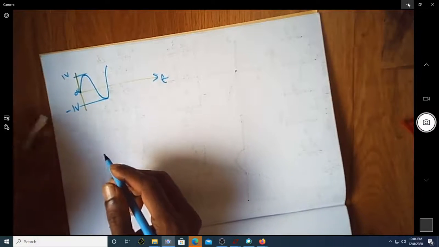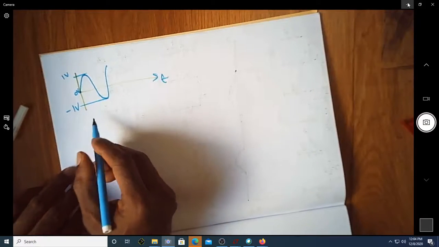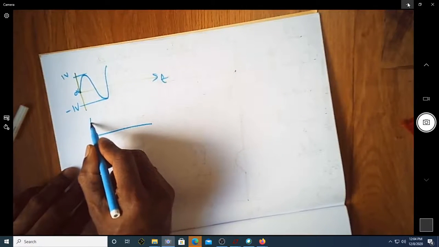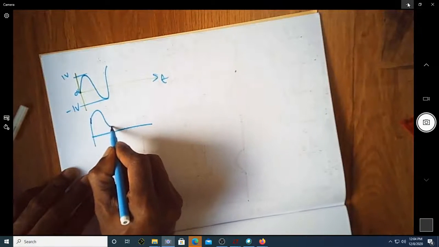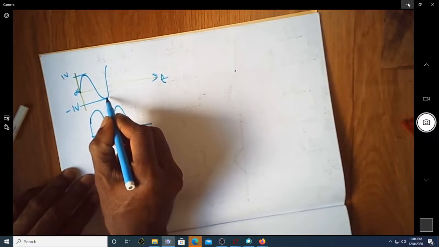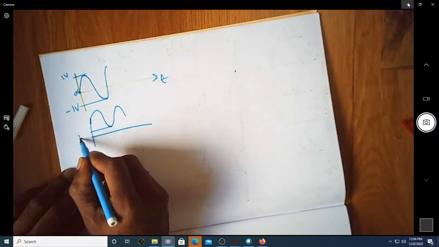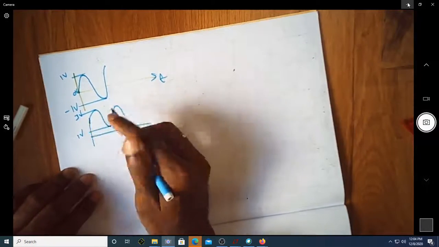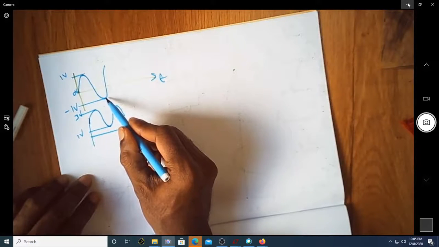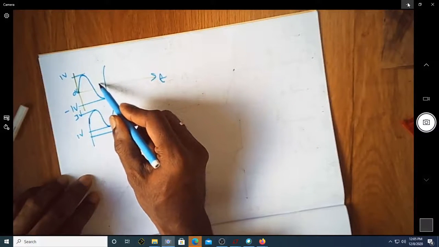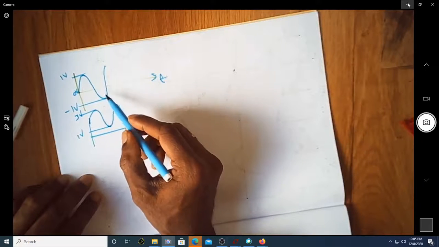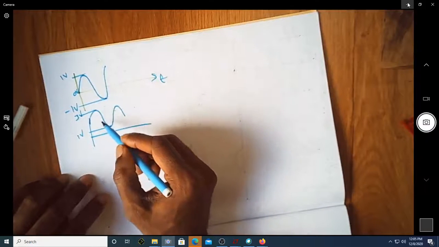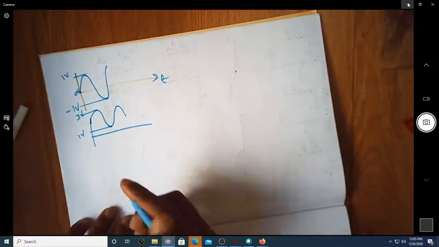Suppose there is a requirement where I have to shift this entire waveform to above 0. So assume that I want to have it something like this. Whatever minus 1 volt you have should be 1 volt, and whatever 1 volt you have should become 3 volt. So you can see the entire negative half cycle has been shifted from minus 1 volt to plus 1 volt. And of course simultaneously when this minus 1 goes to plus 1, this 1 will go to 3. So it is actually shifted up by 2 volts.